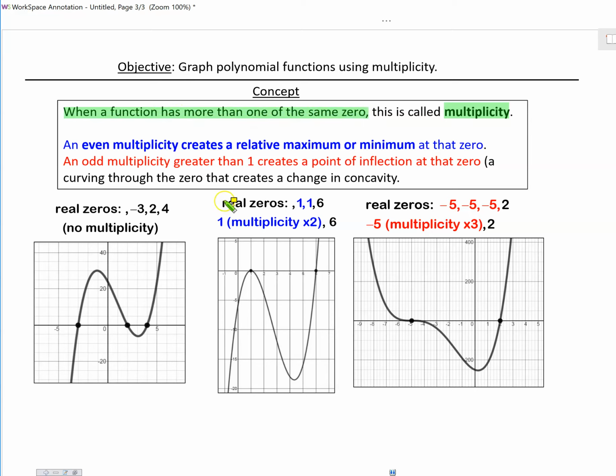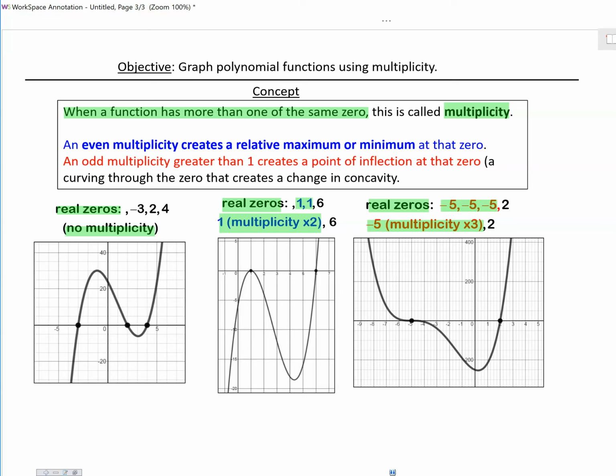So for example, here we see the real zeros of this function and notice that 1 is listed twice. So we would say that the zero of 1 has a multiplicity of 2. That little x there is generally read as the word "of," meaning that there are 2 of them. Here we see that out of these real zeros, -5 is listed 3 times. So we would say -5 has a multiplicity of 3. Over here, we see that all of the real zeros are different. So here there would be no multiplicity.